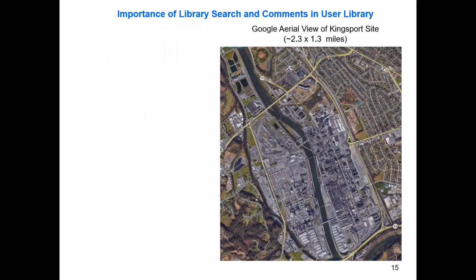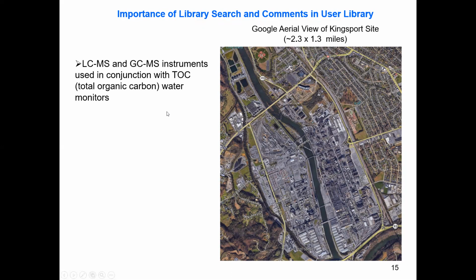So I want to emphasize the importance of library search and comments in the user library. This is our plant at Kingsport, Tennessee. You see it's got a river flowing down the middle. It's actually very close to a community. So we need to be very conscious of our impact of any environmental spills or releases on the environment and on our local neighbors. So we add a lot of things to the library.